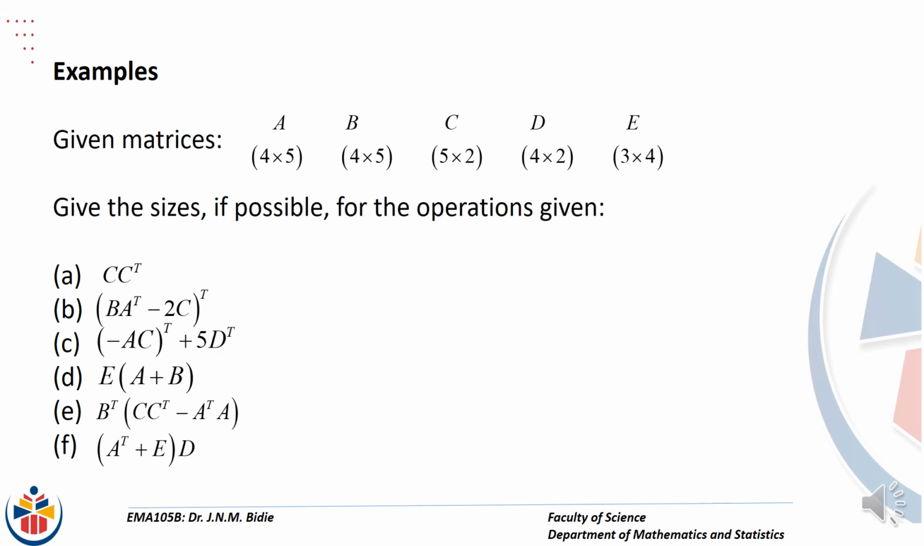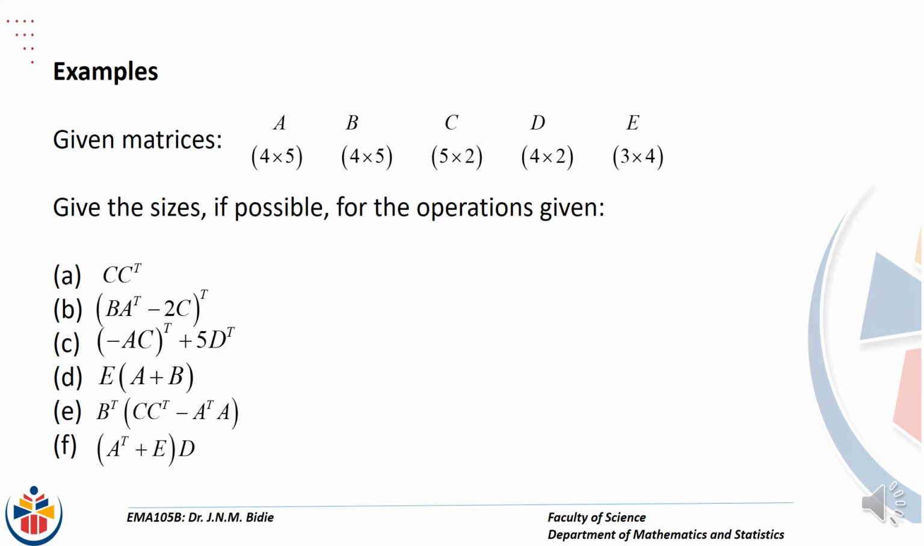Also, we need to recall that matrix multiplication requires the number of columns of the first matrix be equal to the number of rows of the second matrix. As you do this, please recall those. And also remember lastly that when you multiply a matrix by a scalar, the size of that matrix does not change.